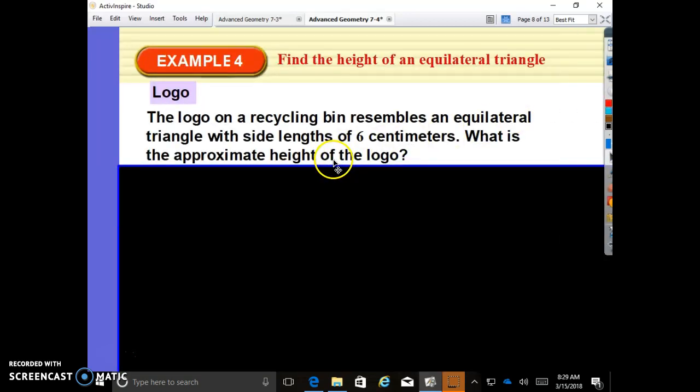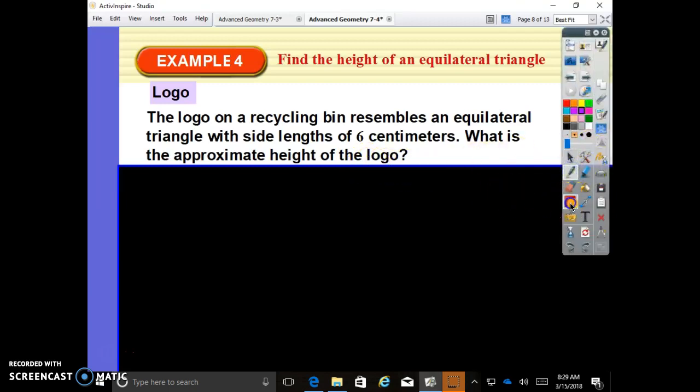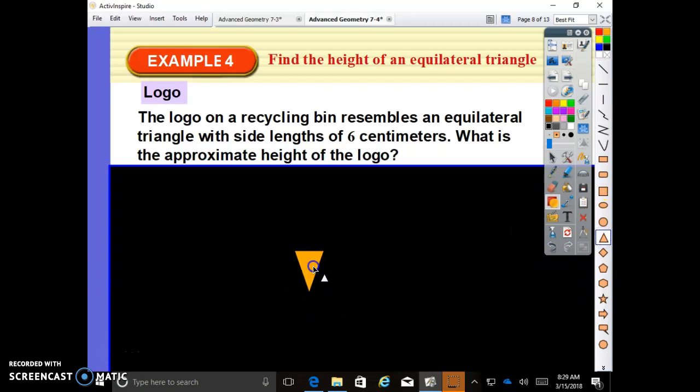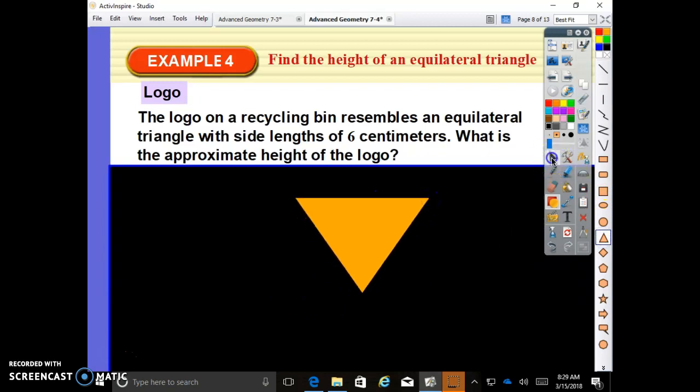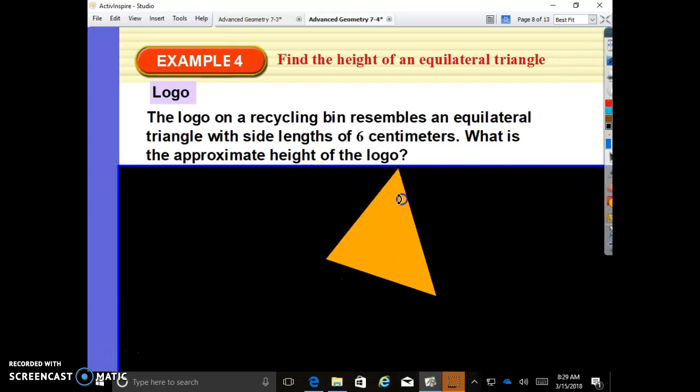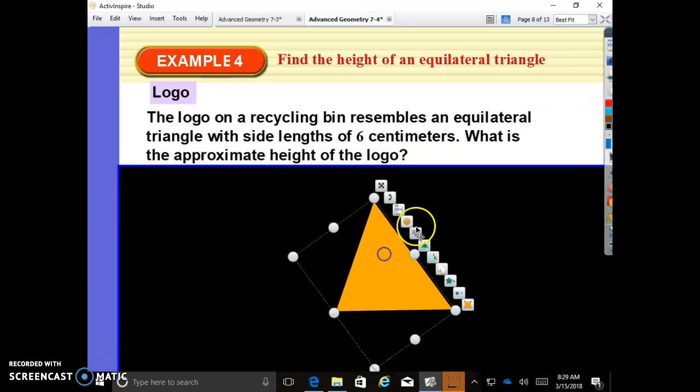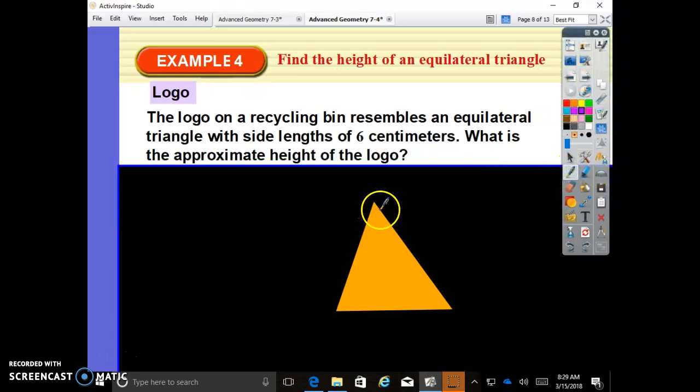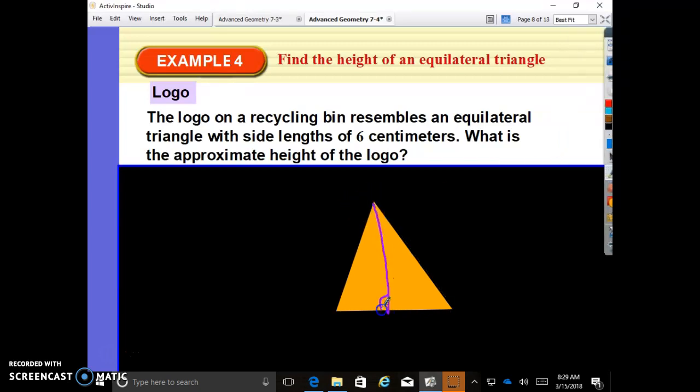The logo on a recycling bin resembles an equilateral triangle with side lengths of 6 centimeters. What is the approximate height of the logo? So we have a triangle. And it says that it resembles an equilateral triangle. So equilateral triangles have 60-degree angles. I'm going to drop this height here. What is the approximate height?